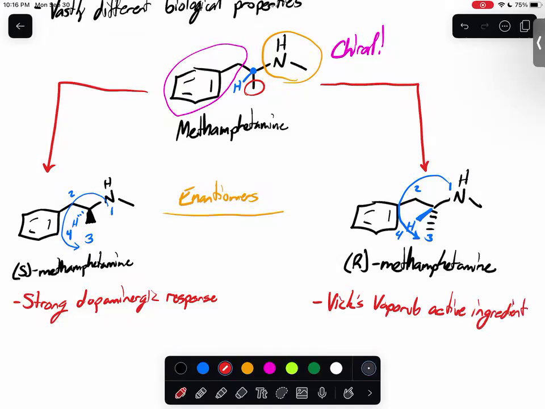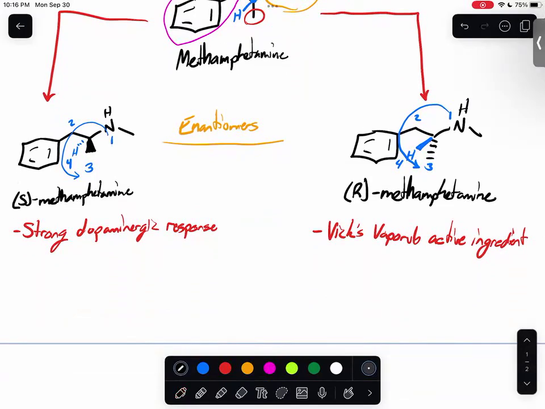Odds are you have actually come in contact with methamphetamine in your life before, right? Because it is a very good nasal decongestant. And so it just goes to show that these two compounds, even though they look incredibly similar and have the same physical properties, perform very differently in biological systems.